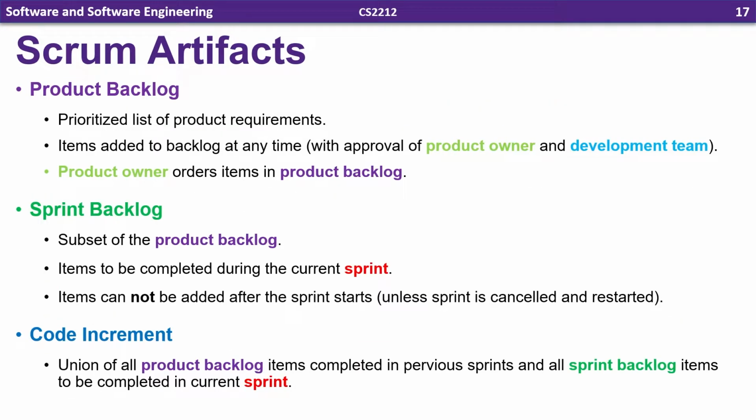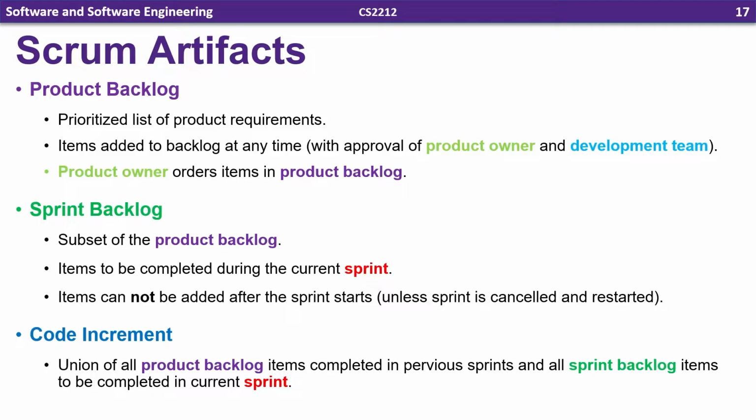Now, there's a few artifacts that the Scrum method emphasizes or creates. The first one is the product backlog, which is a prioritized list of product requirements. These items can be added to the backlog at any time, so long as they have the approval of the product owner and the development team. This is one way that Scrum handles change. At any time, changes to the requirements can be added to the product backlog. And it's the responsibility of the product owner to order the items in the product backlog based on the value or the importance of them to the organization or to the stakeholders they represent.